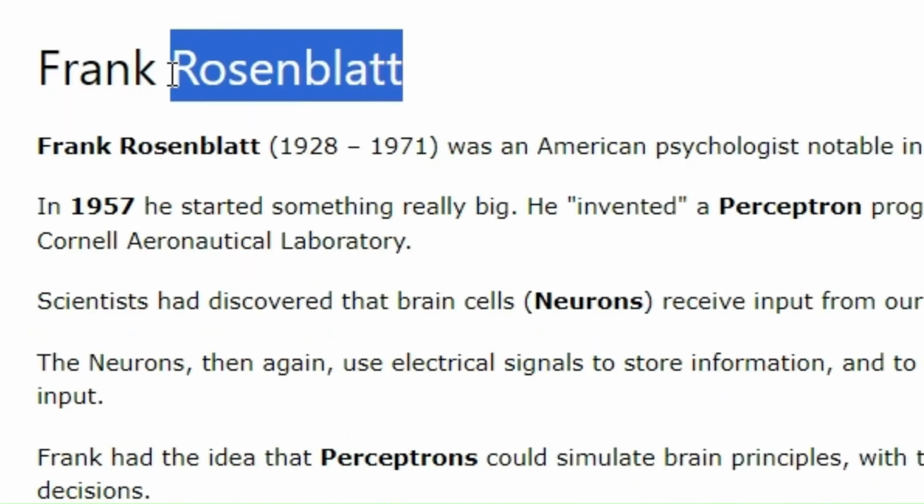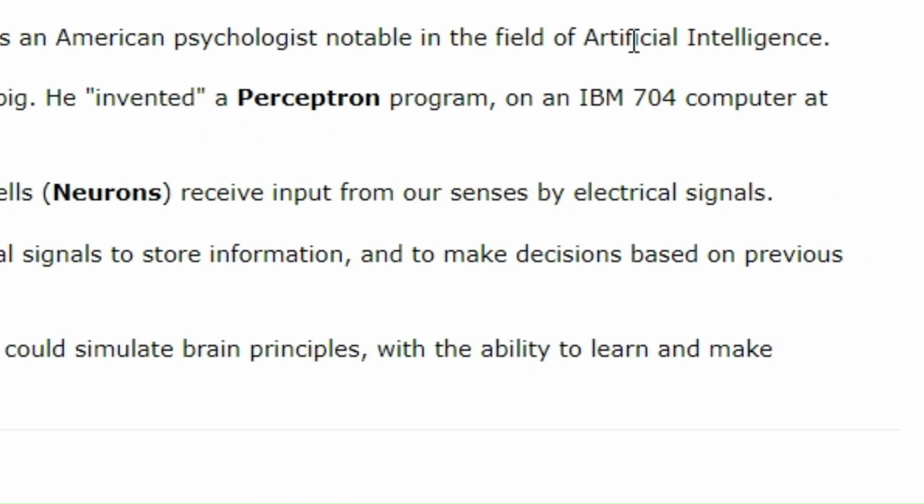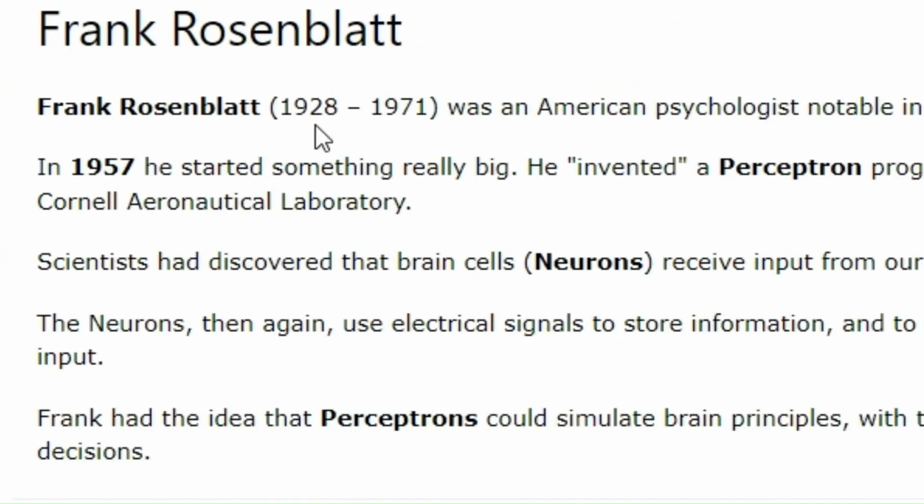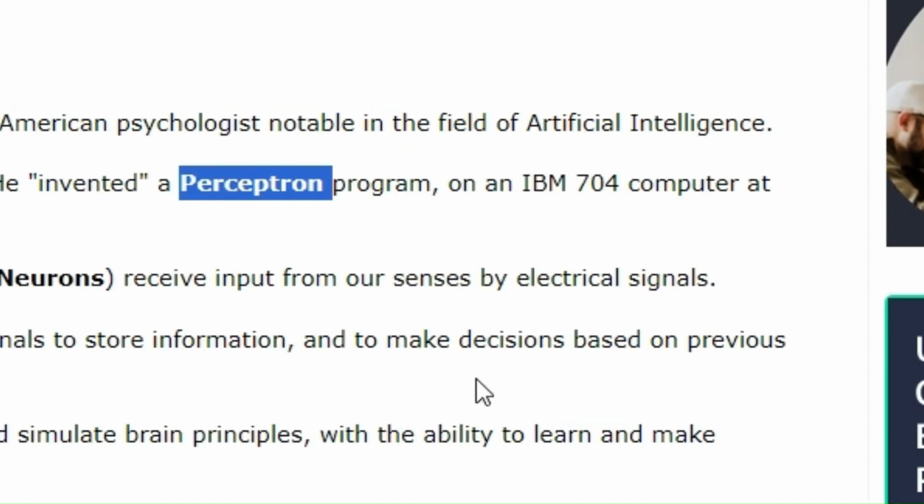Frank Rosenblatt was an American psychologist in the field of artificial intelligence. In 1957, he started something really big. He invented the perceptron program on the IBM 704 computer.